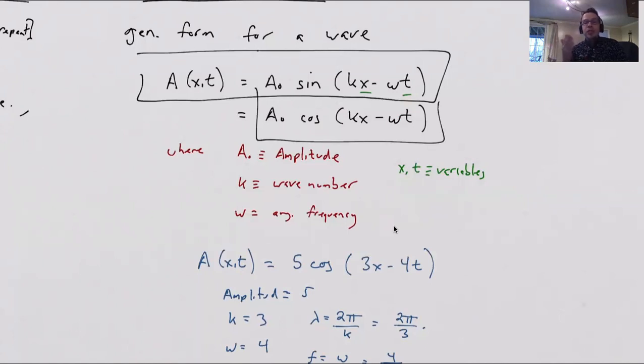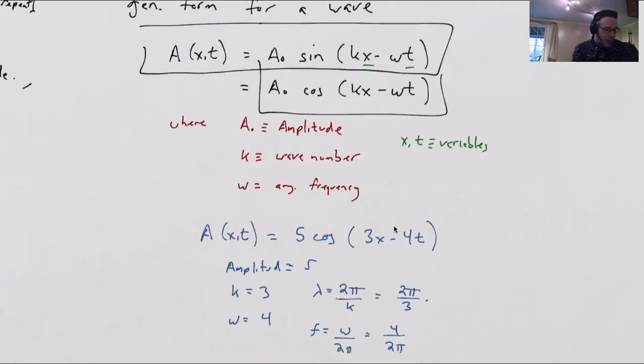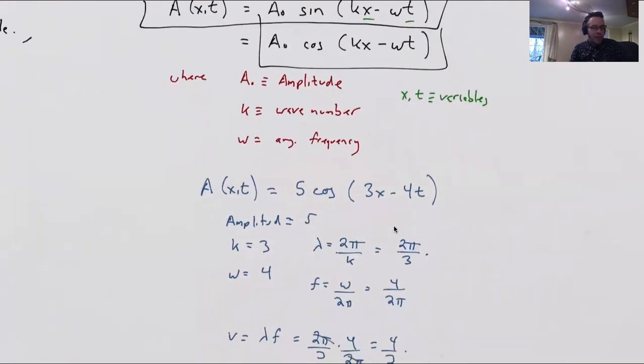k was equal to 2 pi over lambda. So if we have k, we can find lambda. It's just 2 pi over k. If we have angular frequency, we know that angular frequency is 2 pi times the frequency. So therefore, we can find the frequency by just taking our angular frequency and dividing it by 2 pi.